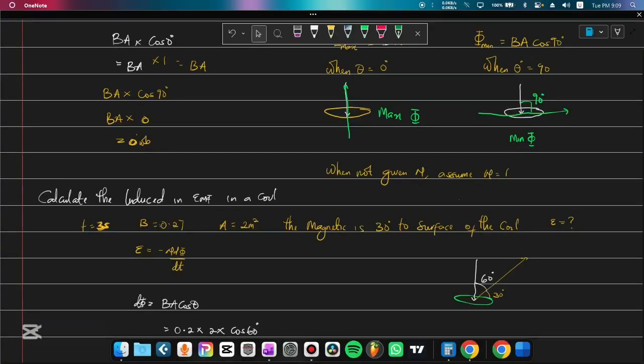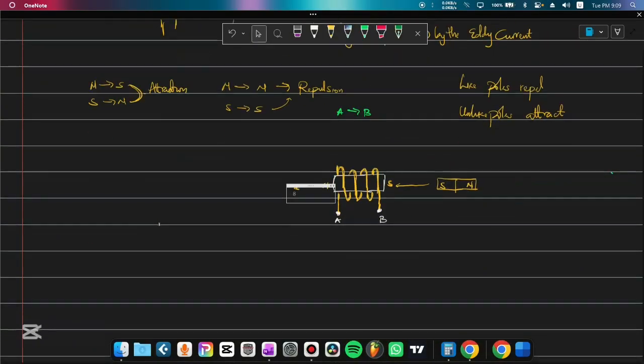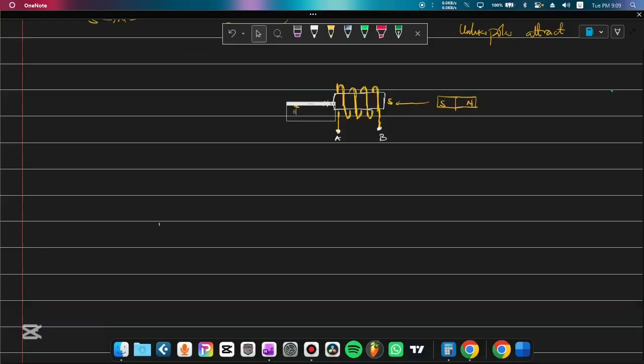Sorry. We're almost there. Current will flow from the front.